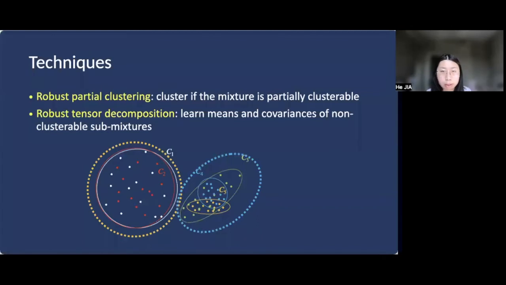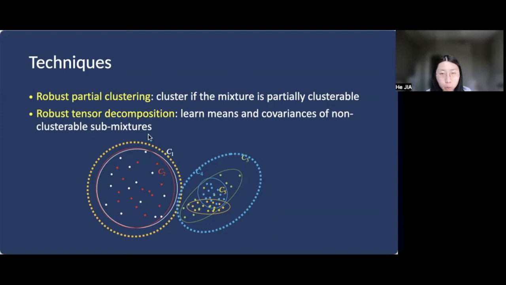Next, I'll go into the technical details of our robust learning algorithm. There are two main techniques. The first one is robust partial clustering. This is also the first step of the algorithm. I'll explain what it means.